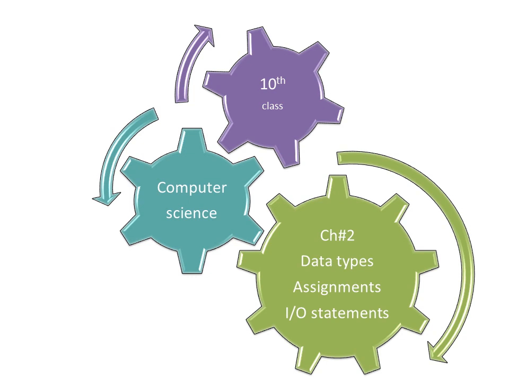I think you are waiting for your next lecture. Let's start our computer subject, in which we have started chapter number 2, which is named as Data Types, Assignments and Input-Output Statements. As you know that data type is an attribute of data which tells the compiler or any other translator how the programmer intends to use the data.